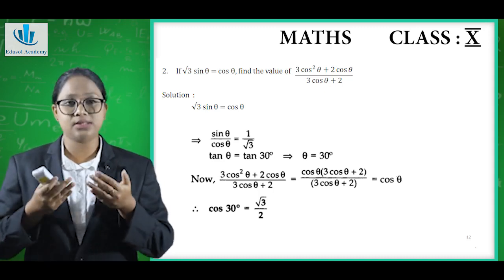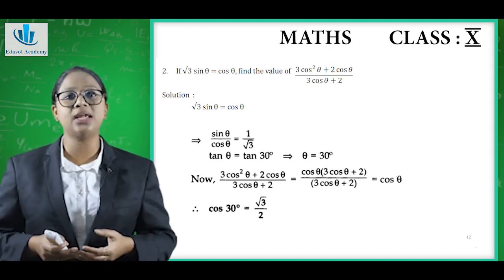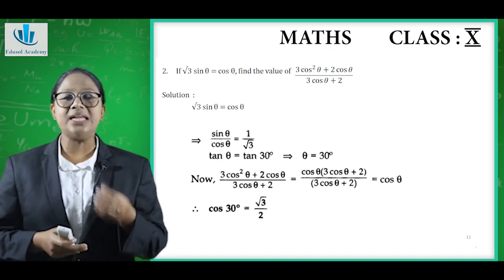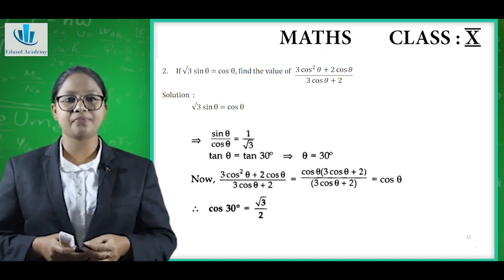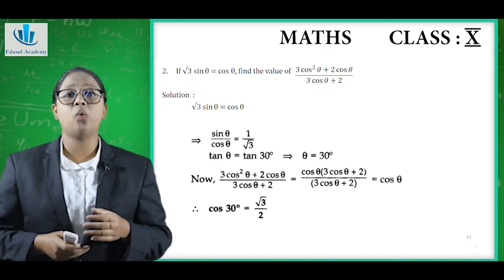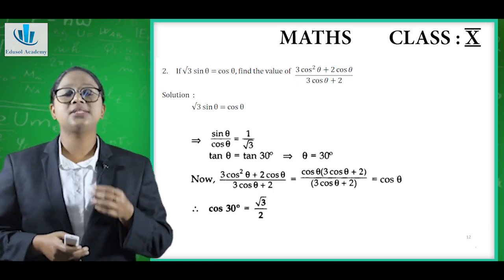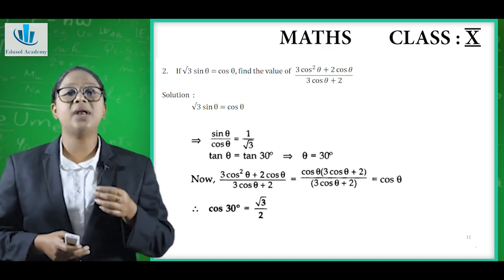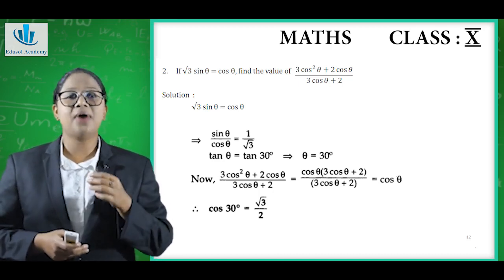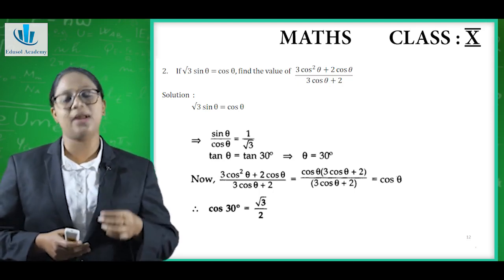Now tan of which angle is 1 by root 3? 30 degree. So theta is equal to 30 degree. Let's keep it over there. Now we have to evaluate 3 cos square theta plus 2 cos theta divided by 3 cos theta plus 2.